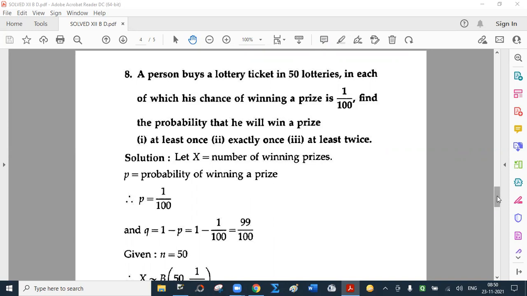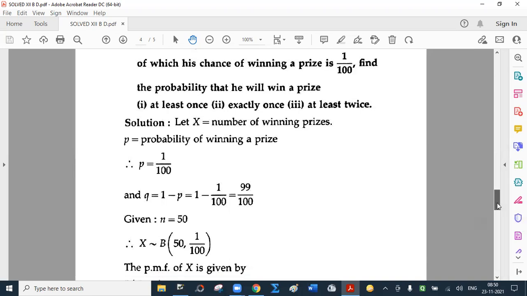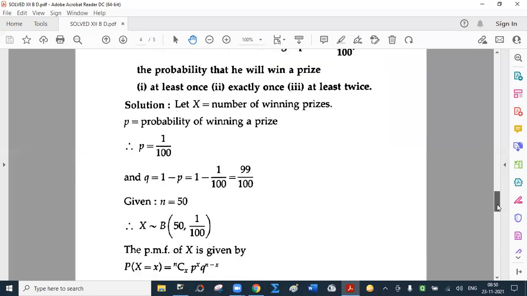Solution. Let X be the number of winning prizes. What is P? Probability of winning a prize. It is given to be 1 upon 100. So what is probability of failure? Q. It is 1 minus 1 by 100. That is 99 by 100. Now what is number of Bernoulli's trial? It is 50. So n equal to 50. Therefore, X follows binomial distribution with parameters 50 and 1 upon 100.